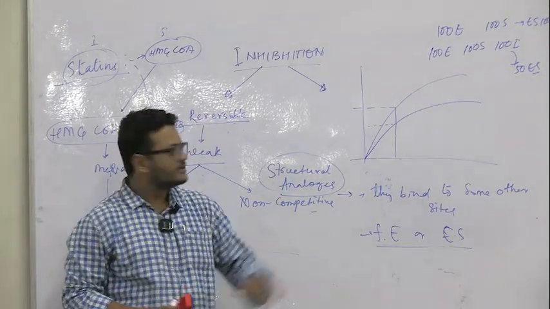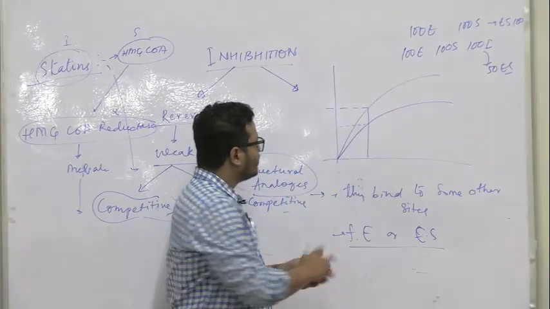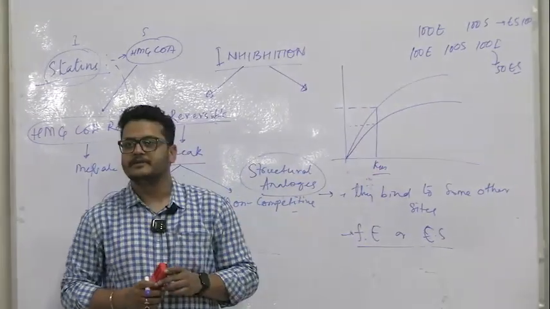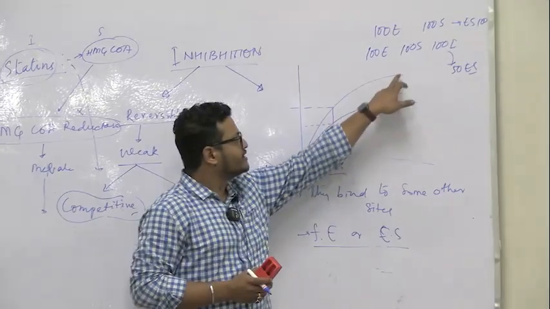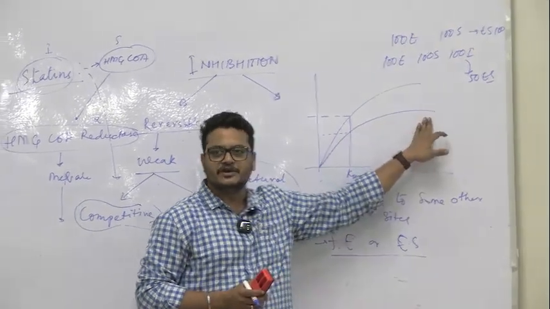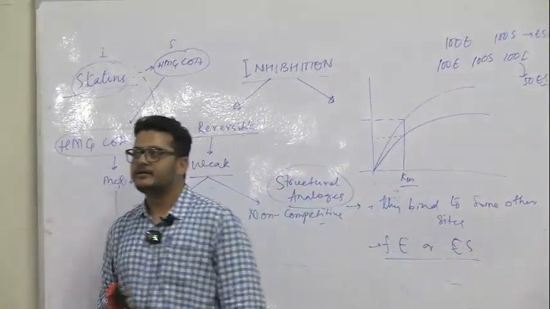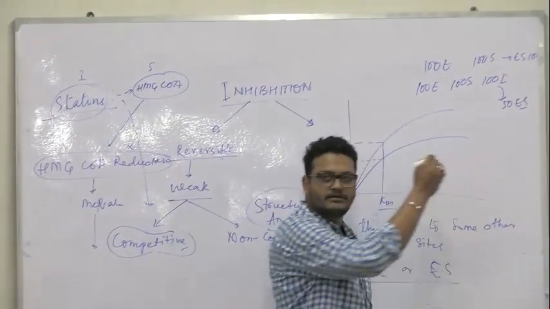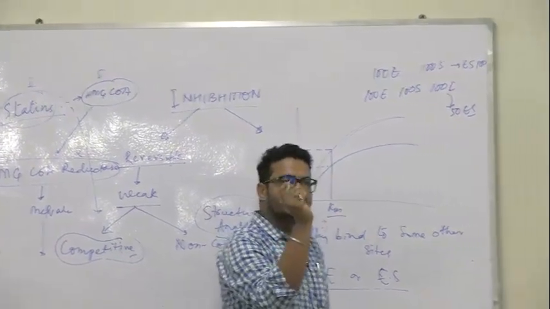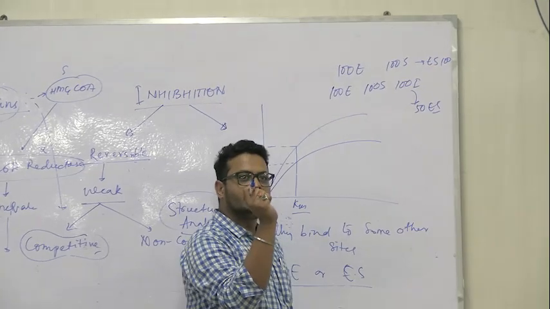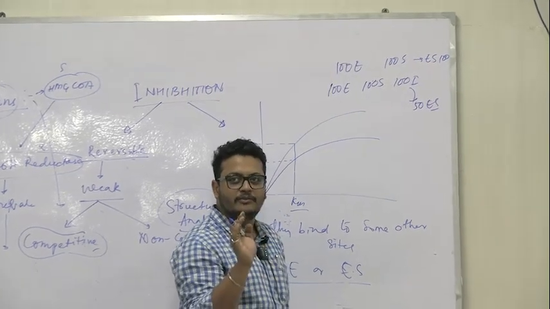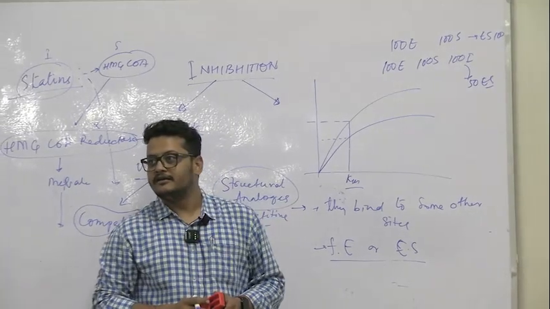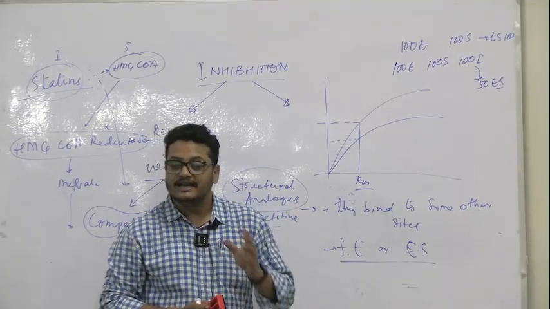There are two graphs, 1 and 2. As you told, the Km remains unchanged. Fine, I accept. Out of these two, which one should be for inhibitor? Which one should be for substrate? Substrate should be below 1. Agree? Agreed or not? Before you say anything, you should think about it.